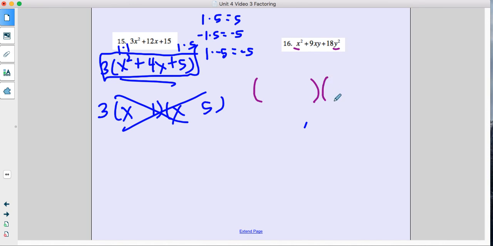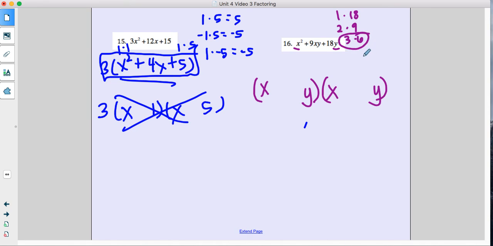My first terms have to multiply to x squared, so I'm going to have an x and an x, and then we have 18y squared. So that means my second terms are going to have a y, because y times y will give me y squared. And then I think about my factors for 18. I have 1 times 18, 2 times 9, 3 times 6, and that's all my factors. So which one multiplies to 18 but adds to 9?